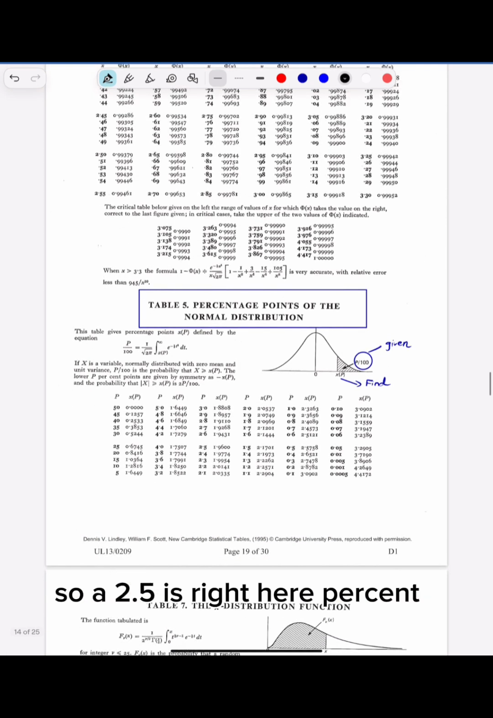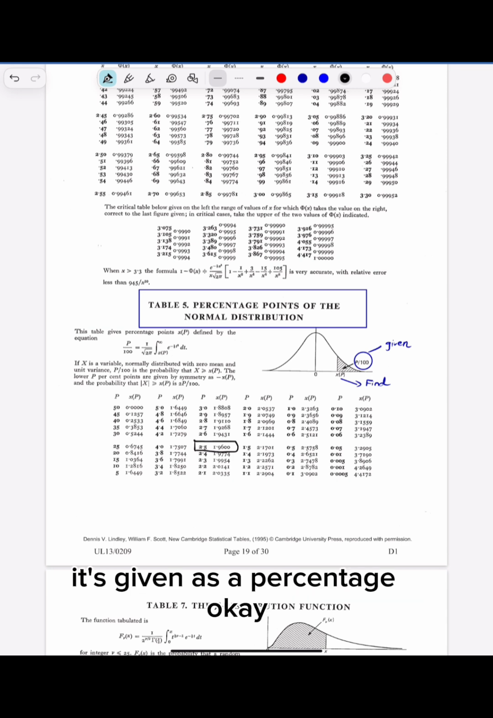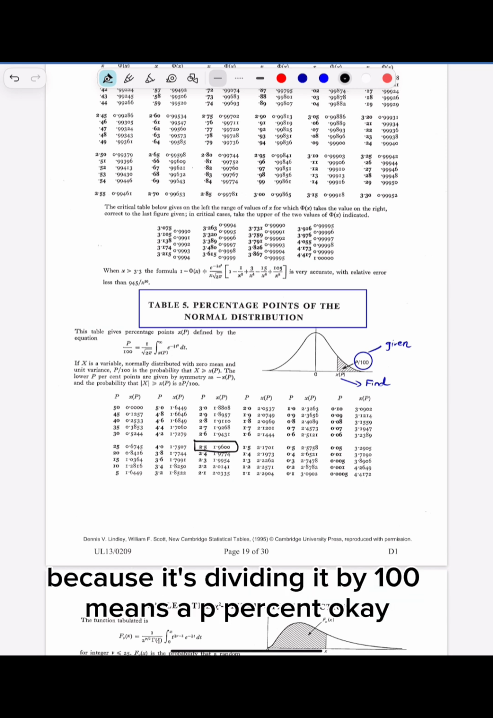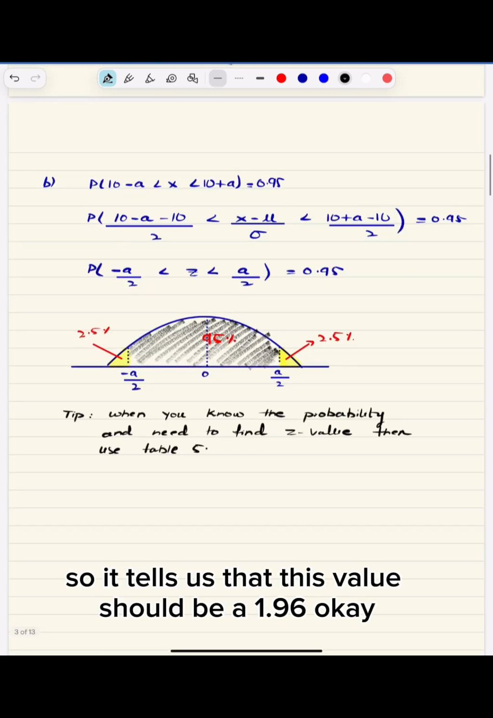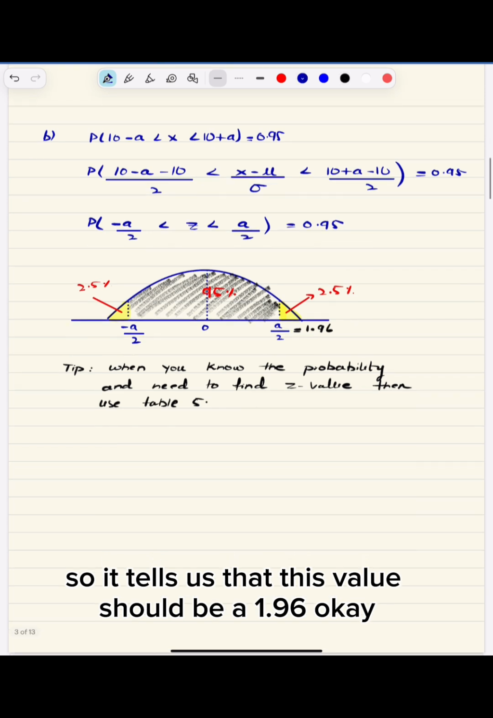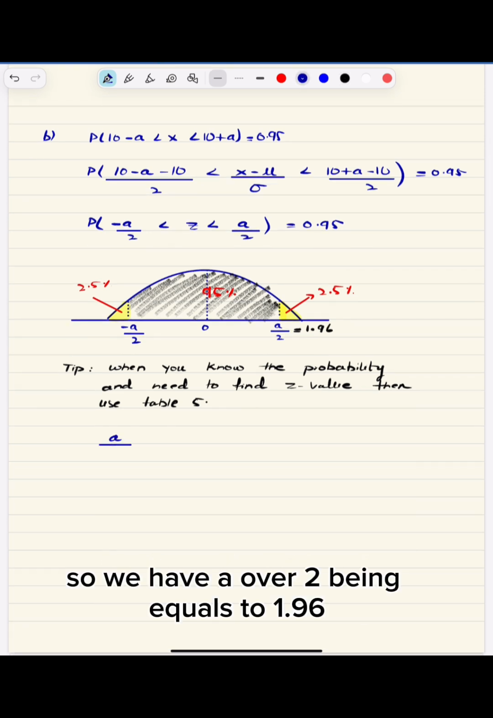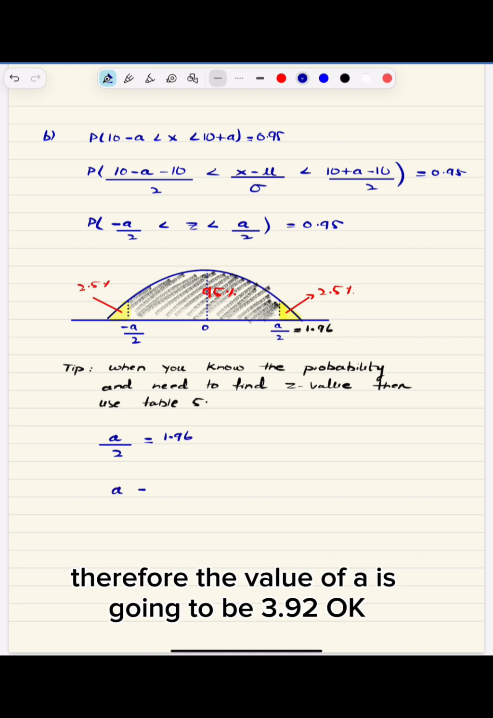Okay, so 2.5 is right here. It's given as a percentage, because it's dividing by 100 means a p%. So 2.5% is 1.96. It tells us that this value should be 1.96. Okay, so we have a over 2 equals 1.96. Therefore, the value of a is going to be 3.92.